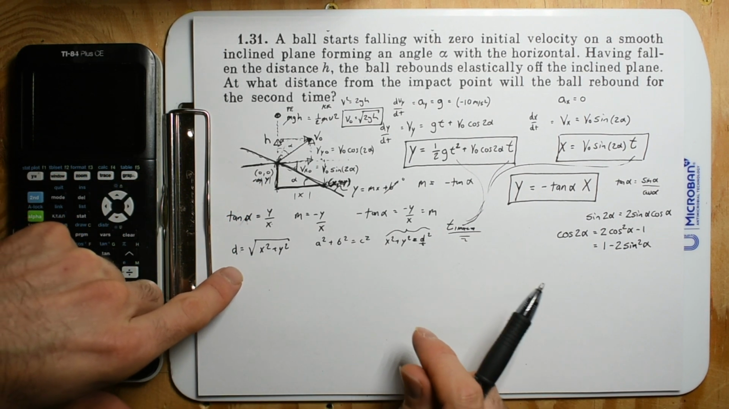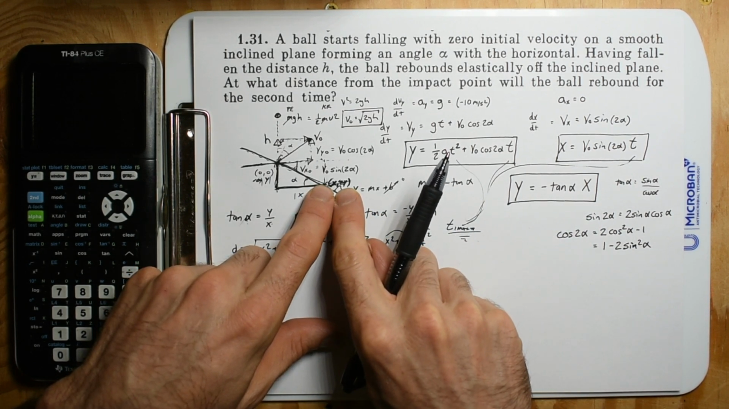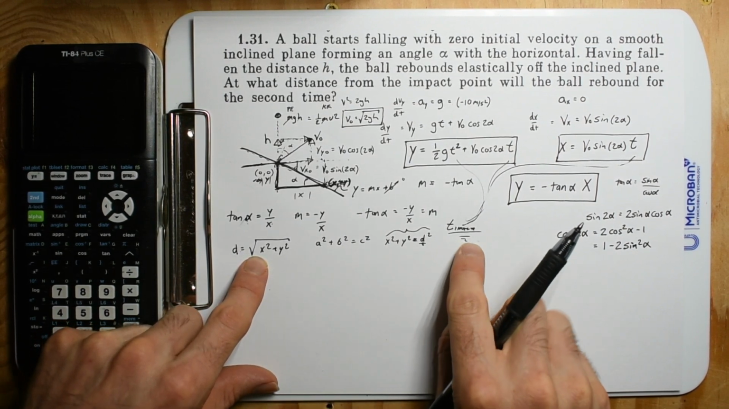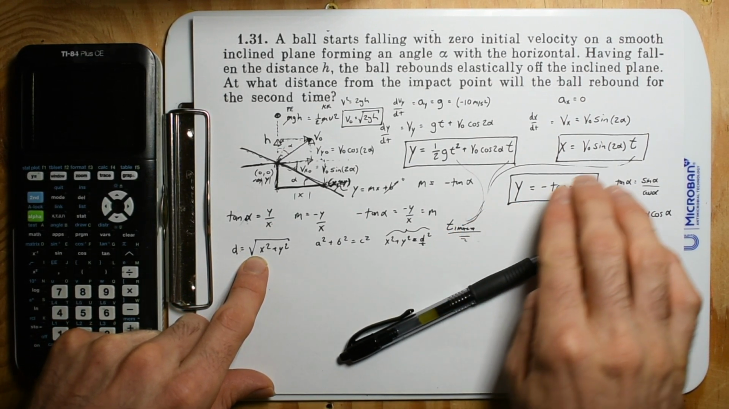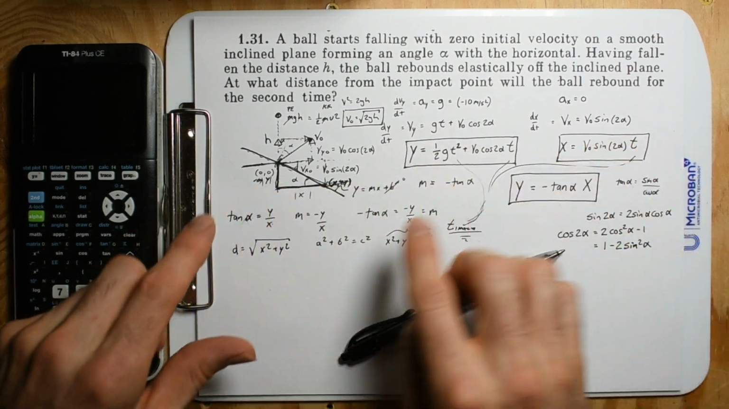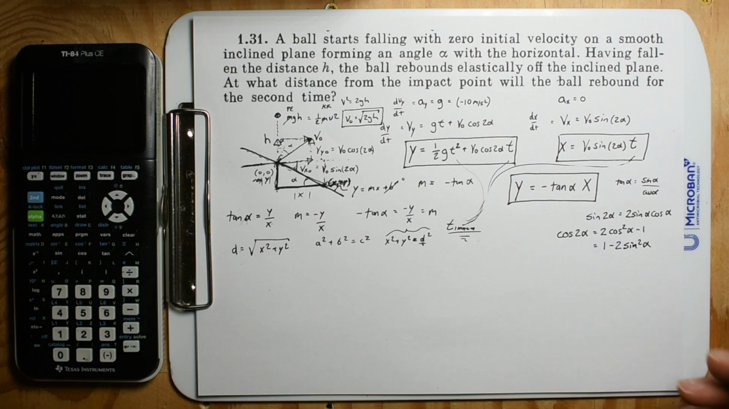Once we get the time value, we'll need to throw it into the equations for the xy point. So we'll get that time of impact, throw it into this, square it, throw it into that, square it, put it into this, and then take the square root of it. So yeah, we have our work cut out for us.